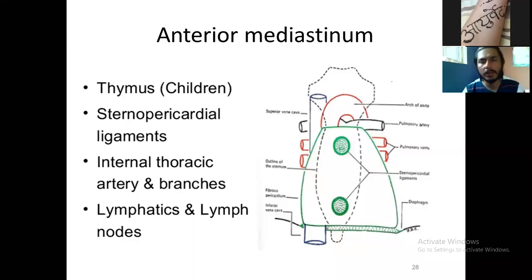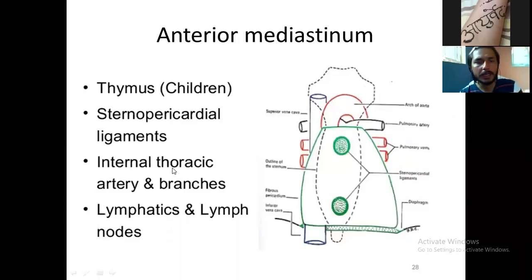Then the sternopericardial ligament. Can you see these two green structures here? This is the sternopericardial ligament extending between the inner aspect of the body of sternum and the pericardium. So two are there, superior and inferior sternopericardial ligament. The name only suggests the attachment of that ligament: sternum to the pericardium.